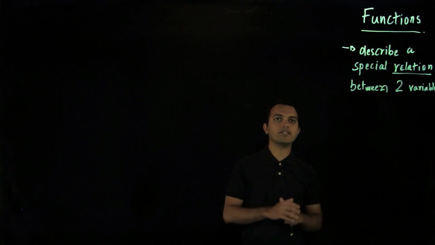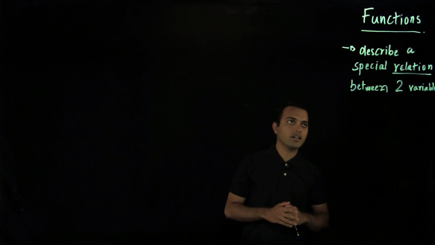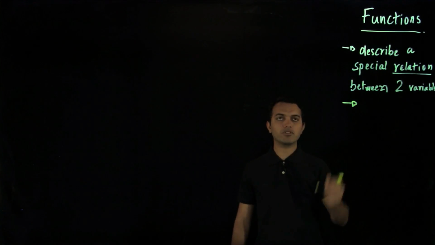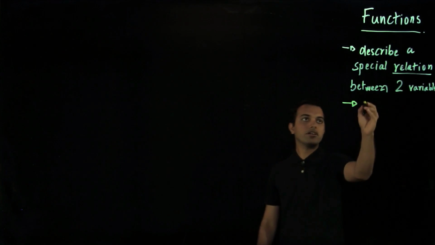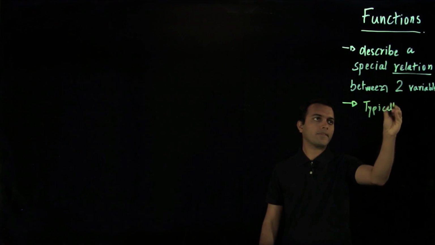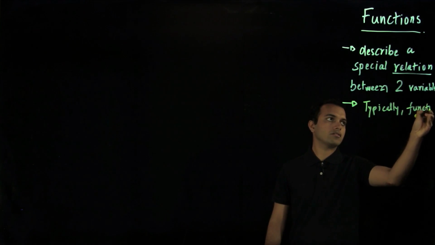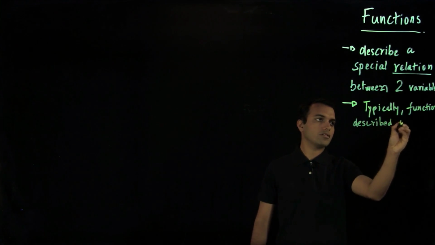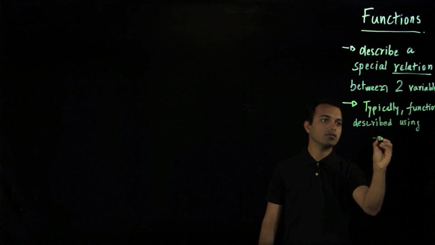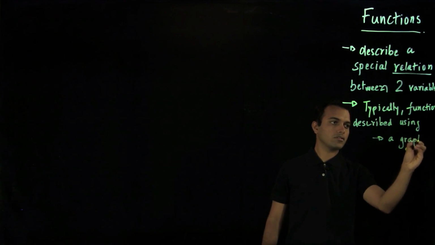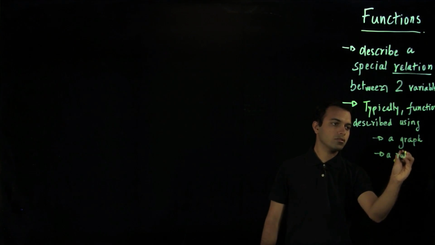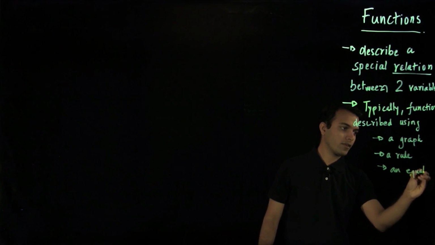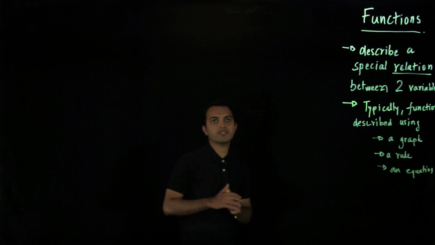So this is a very intuitive sort of description of functions, and in order to define it for our use, mathematicians use different types of descriptors for functions, and typically functions are described using a graph, a rule, or an equation. And now we'll see how this is done.